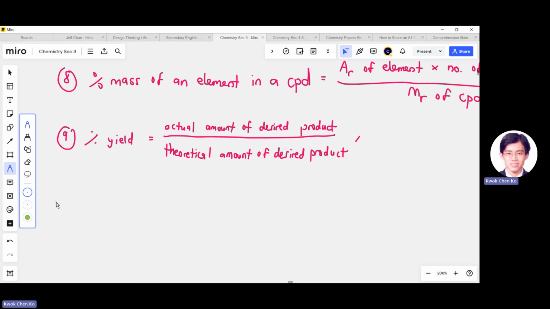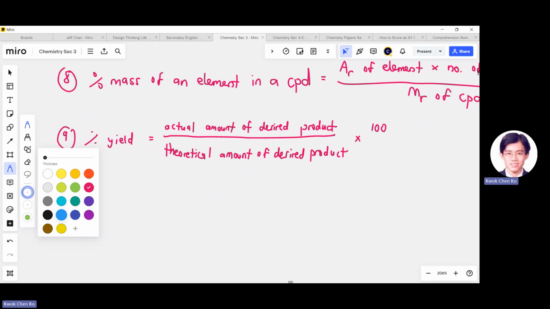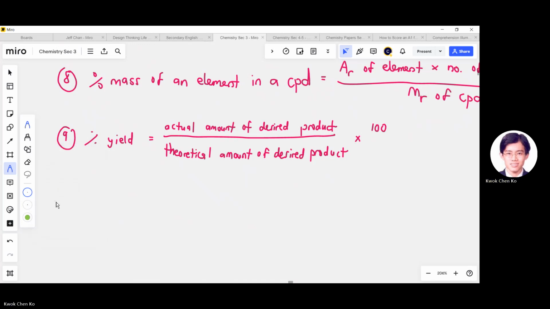Again, don't mix up numerator and denominator. Theoretical is the denominator, actual is the numerator. Okay, what else? Now, I use the word desired product. Find out from the question which is the desired product. What about amount? What units should you be using for amount?